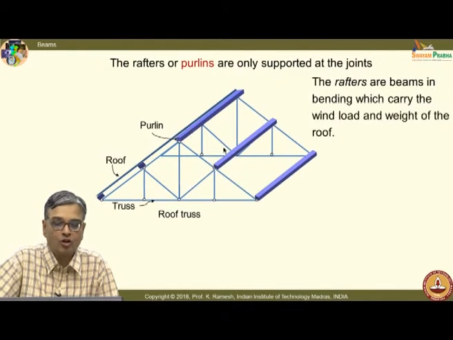and they are also called rafters. And you should notice that they are supported only at the joints, supported at the ends. They are the simplest beams that you can analyze. And what is the kind of load that this experiences? Essentially transverse loading.